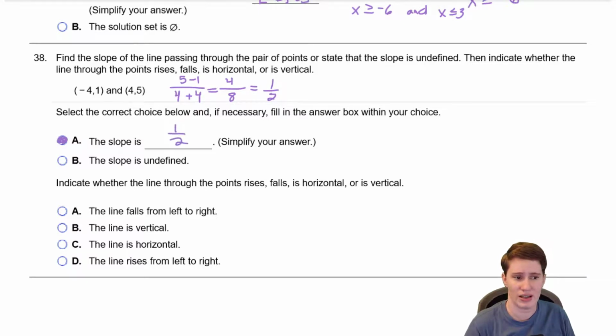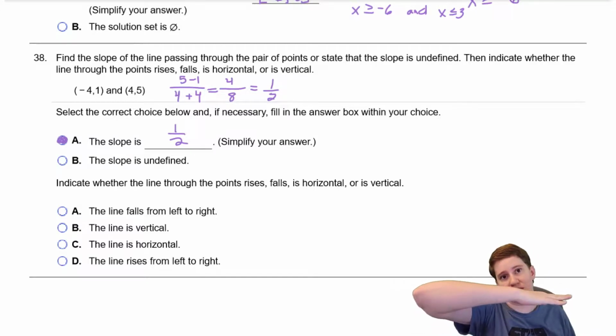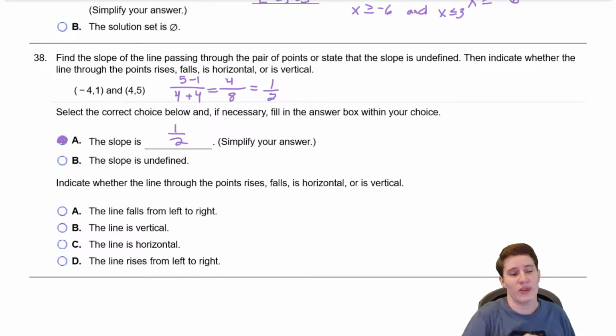Now it also asks us if this means that the line through the point rises, falls, is horizontal, or is vertical. Because we got 1/2, it's not horizontal or vertical. Horizontal lines have 0 slope, because they would be 0 fun to ski on. Vertical lines have an undefined slope because you would have an undefined amount of fun skiing on a slope that goes straight down forever and ever and ever. Don't read too much into that analogy.